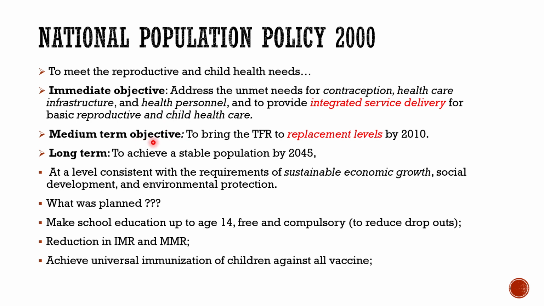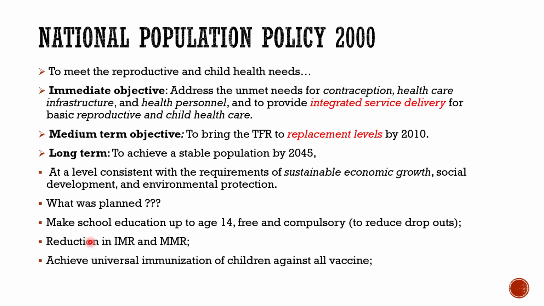In the medium term, we wanted to bring the total fertility rate to replacement level, which is 2.1, and we have talked about it earlier. In the long term, we want to achieve a stable population by 2045. What a stable population means is a level consistent with the requirements of sustainable economic growth, social development, and environmental protection. What was planned for this?